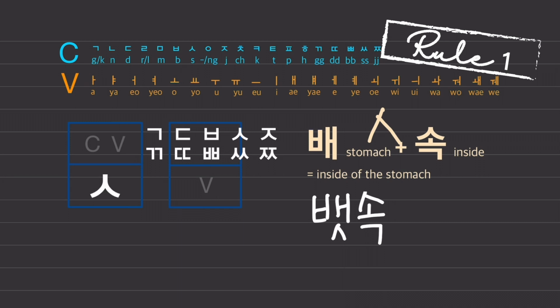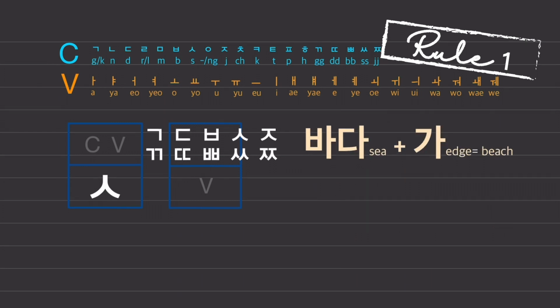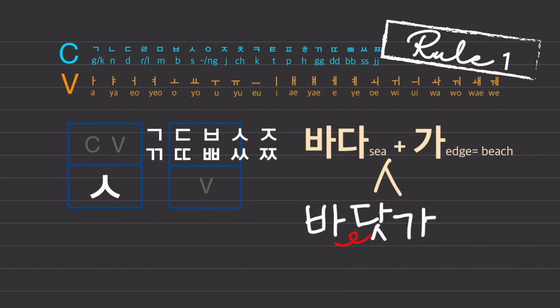In between 배 and 속, 사이시옷 is added, first of all. And when we read it, 받침 시옷 is dropped, and the following 시옷 becomes tensed. 뱃속. What about this? Beach. 바다 is the sea, and 가 is the edge. So these two words combine together to make a word beach. So 사이시옷 is added in between. Therefore, when you read it, 사이시옷 is dropped, and the following consonant becomes tensed. So we read it as 바닷가.